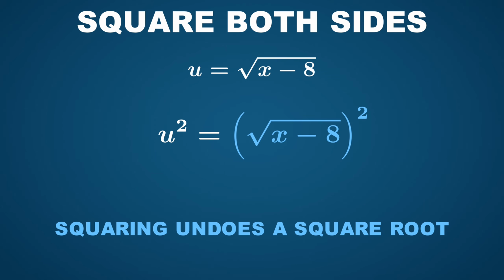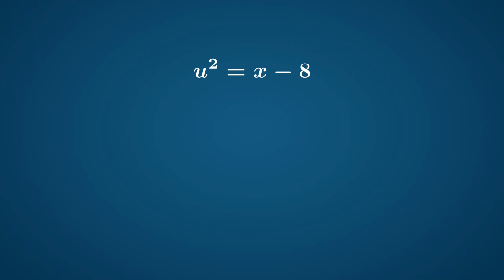Next, we take the entire square root expression on the right side and square it. Squaring a principal square root perfectly cancels out the radical symbol. This operation leaves only the expression that was originally inside the root. The inside expression is exactly the variable x minus the number 8. We have now derived a new intermediate equation reading u squared equals x minus 8.